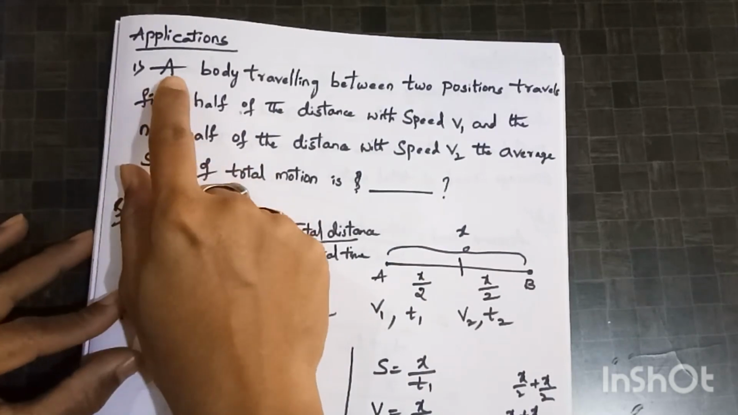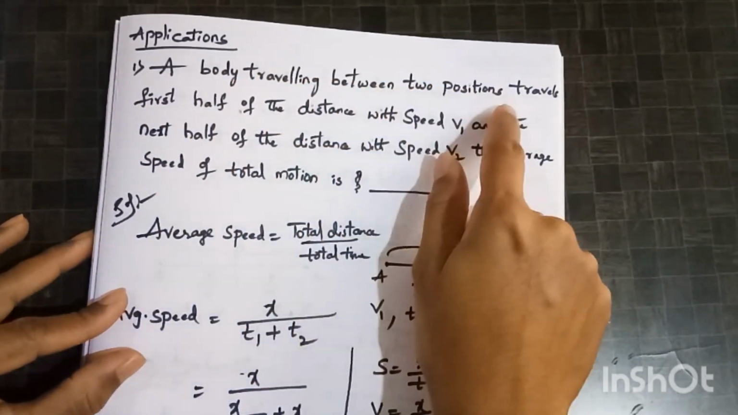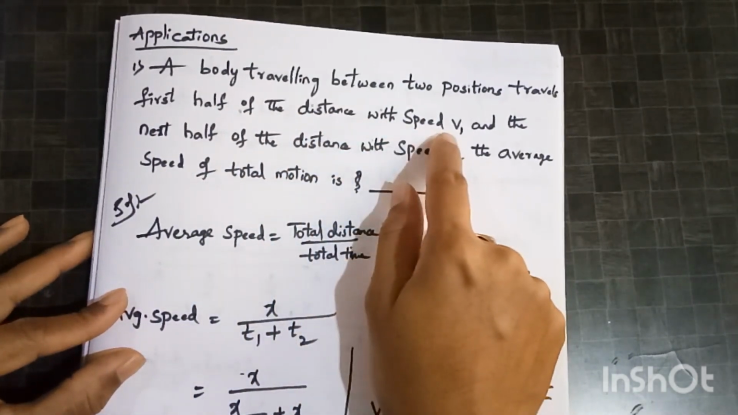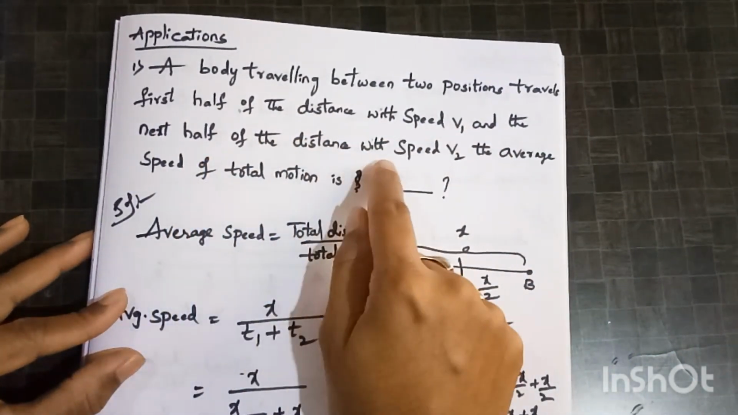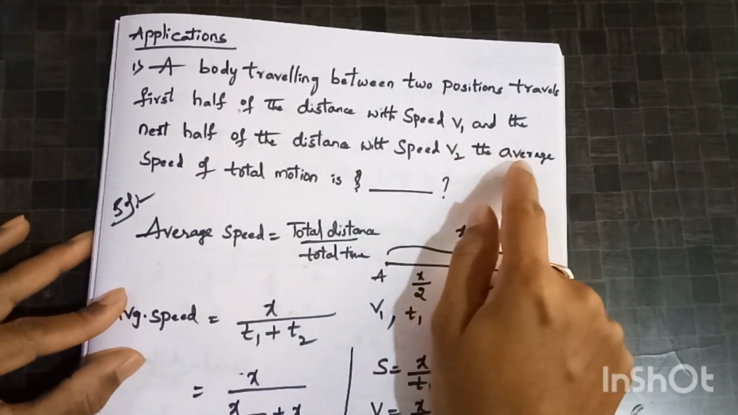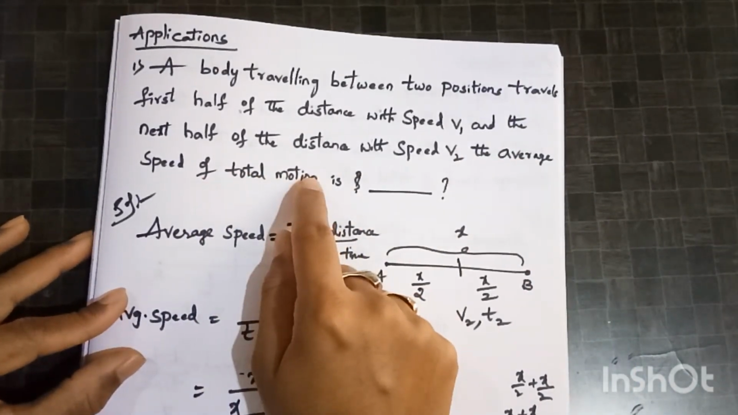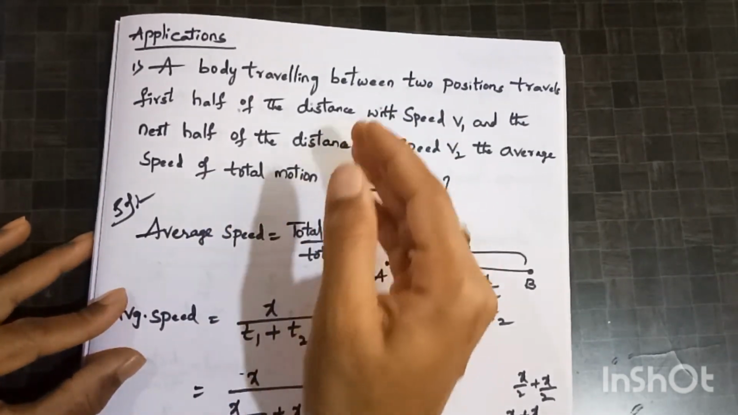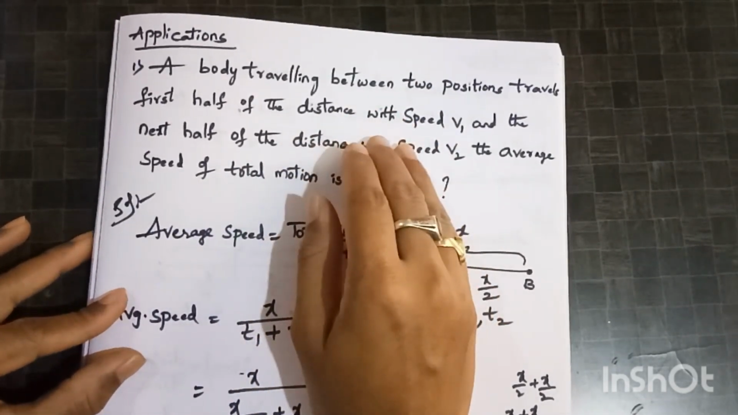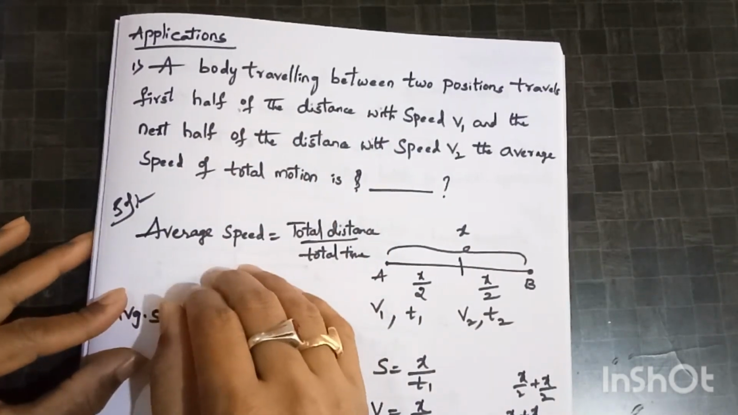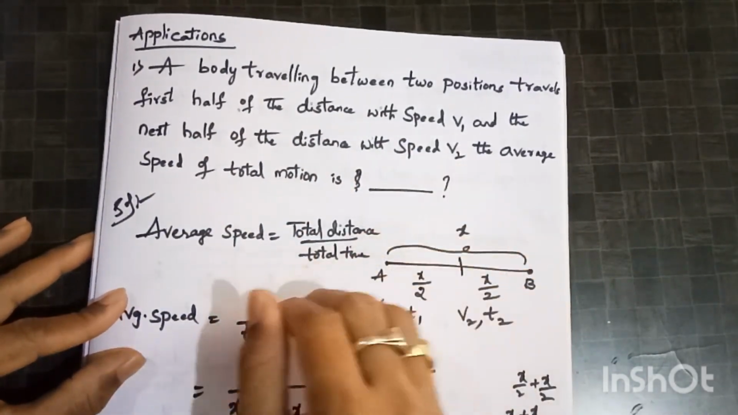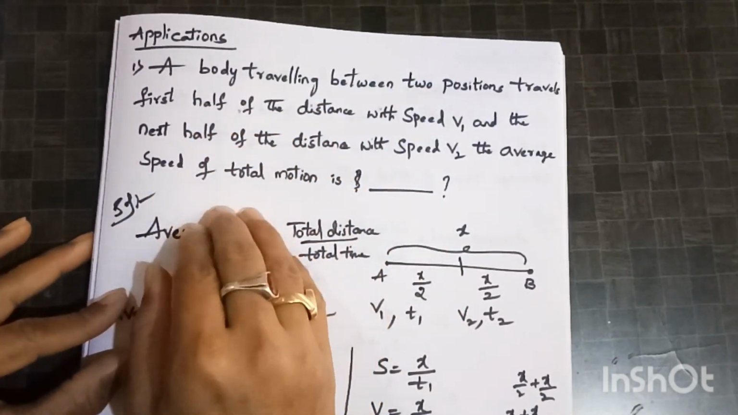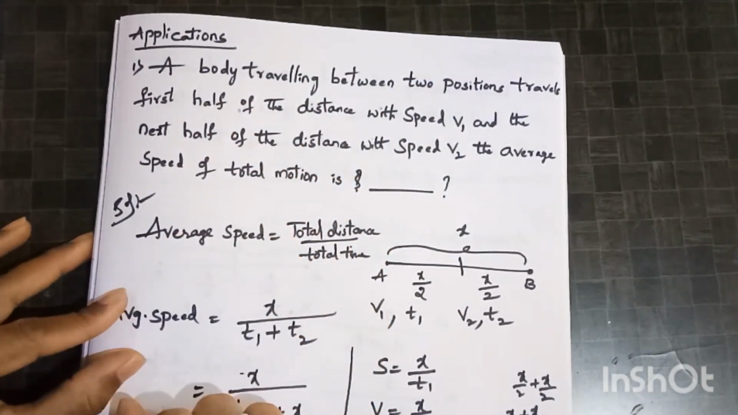What they have given means a body traveling between two positions travels the first half of the distance with speed v1 and the second half of the distance with speed v2. They have given two speeds, v1 and v2. v1 is the speed for the first half distance and v2 is the speed for the second half distance. Now using these we are going to find the average speed of the total motion.